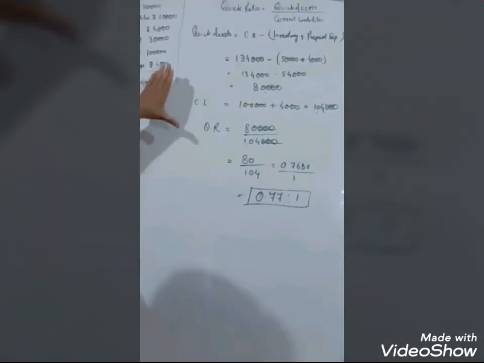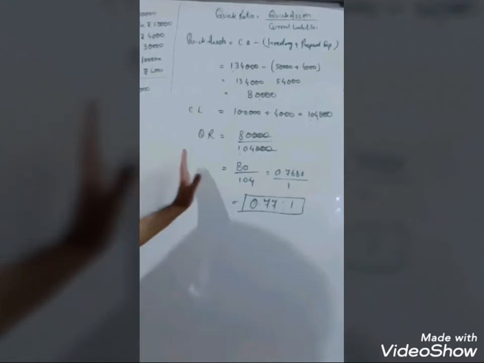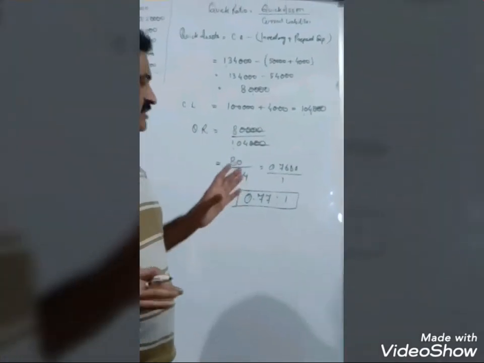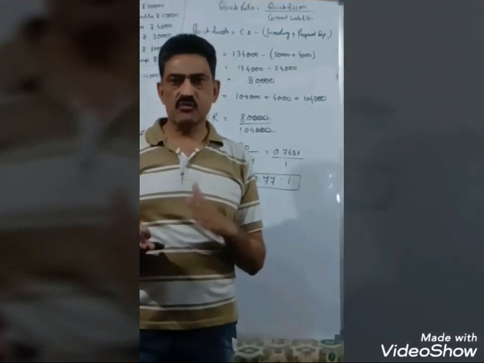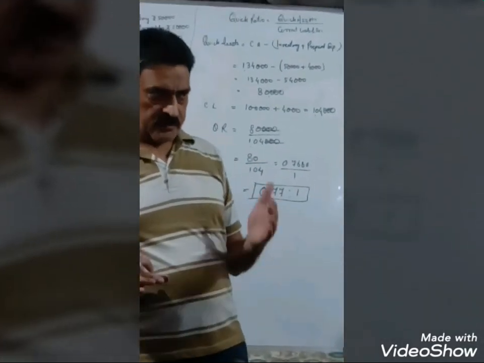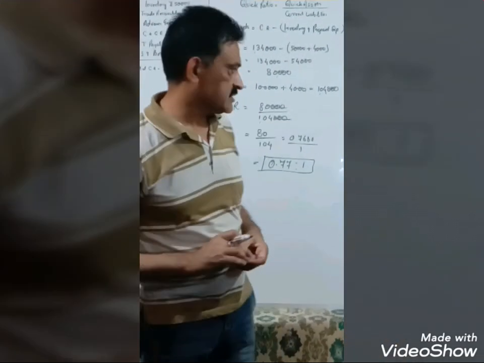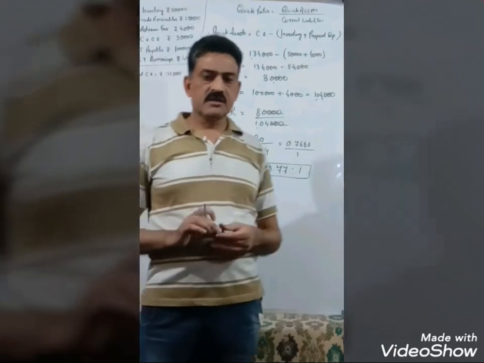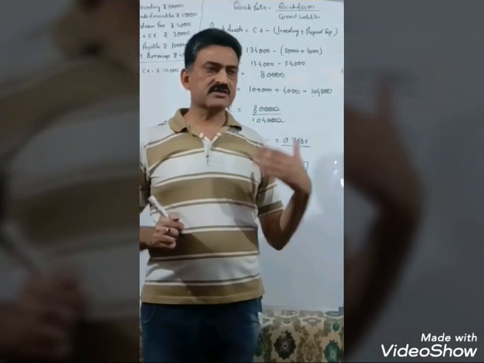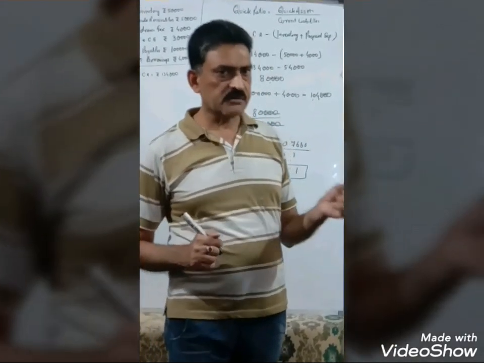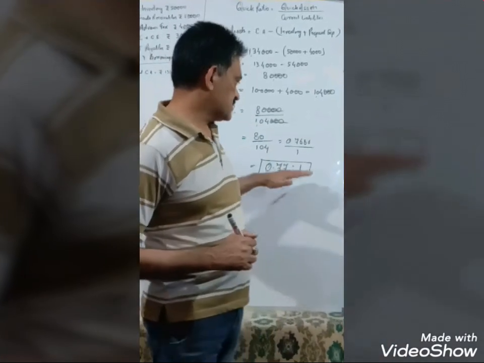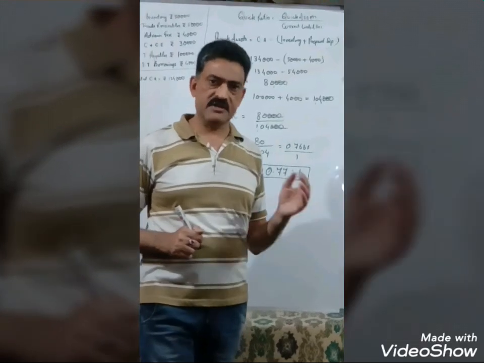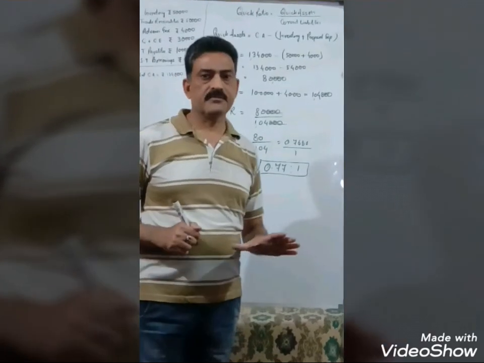Now, as per the information given in this question, the quick ratio is 0.77 ratio 1. The standard ratio is 1:1. That means our quick assets must be equal to current liabilities. The ratio should be 1:1. If the ratio is higher, that means the firm is more solvent in order to pay its current liabilities or say short-term liabilities. And if the ratio is lesser, that means the firm is not financially sound to meet its short-term obligations. This is the quick ratio.